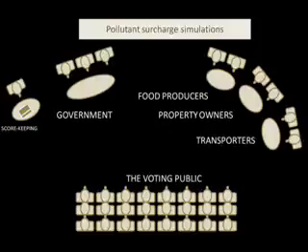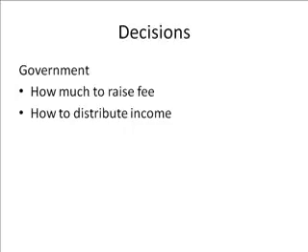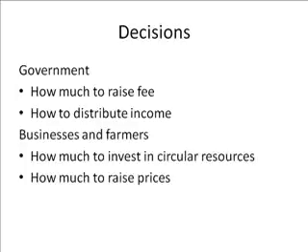In the game, total sales volume are fixed, so there are 4 decisions to make at each turn of the game. The government needs to decide how much to raise pollutant fees and how much of the income to distribute. Businesses and farmers will be invited to decide how much to invest in circular resources and how much to raise prices by. And then there's the public. Public will get a chance to vote on their confidence in the politicians.